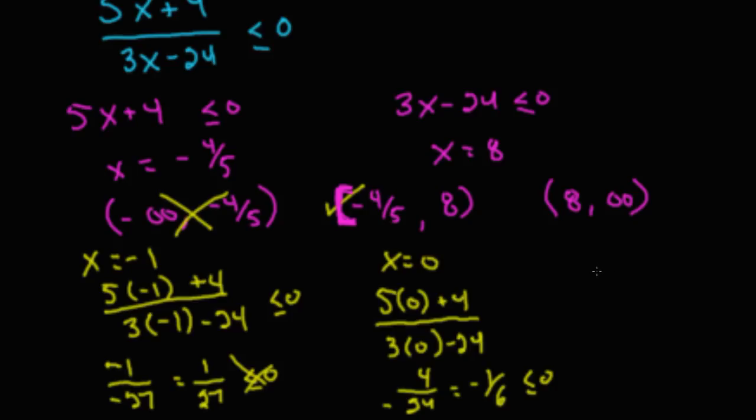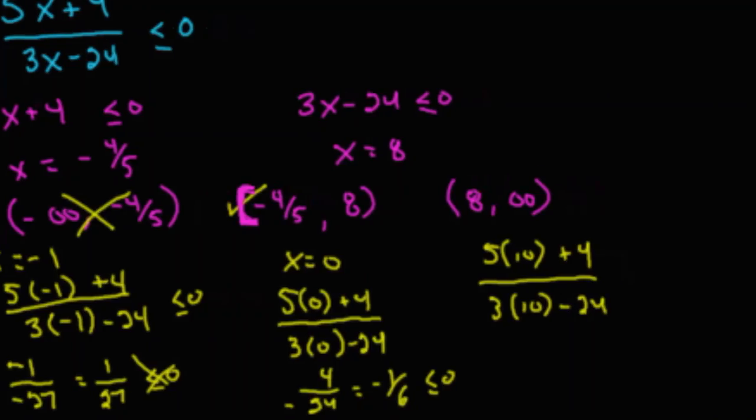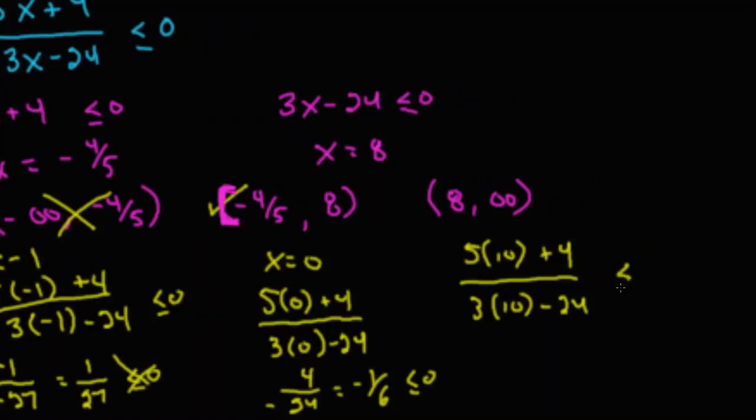So one more test, we have to look at what happens when it's greater than 8. So again, we can pick any number except 8, so we'll pick 10. 10's easy to work with. So we'll get 5 times 10 plus 4, divided by 3 times 10 minus 24, and we're checking to see if that's less than or equal to 0. So 5 times 10 is 50, plus 4 is 54. 3 times 10 is 30, minus 24, so that's 6. And that is not less than or equal to 0.